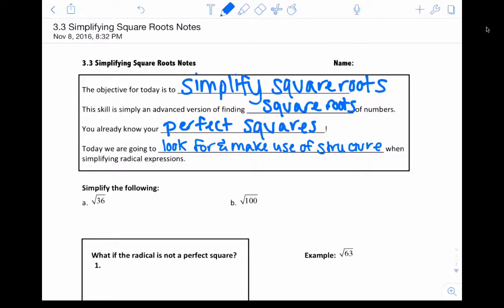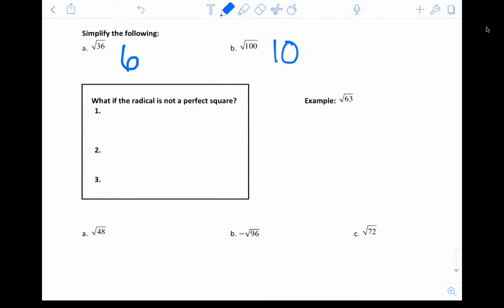So let's get a little bit of warm up in. We know the square root of 36 is 6. So this is just warming us up with some square roots that we're used to. The square root of 100 is 10. Now we're going to have problems like this one, where we need to find the square root of 63. 63 is not a perfect square, but we can simplify this. If we have something like the square root of 63 that's not a perfect square, how are we going to simplify it?